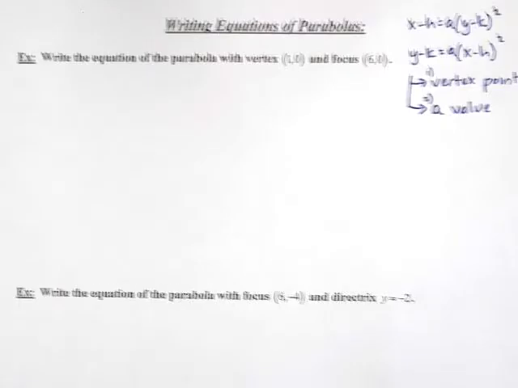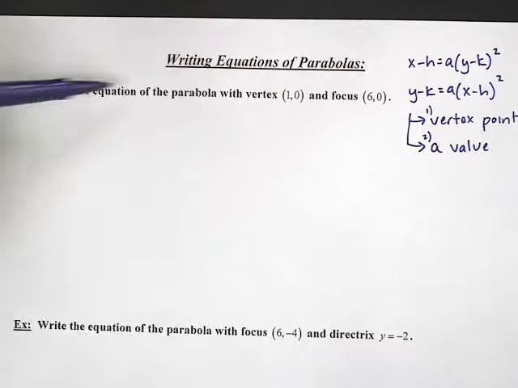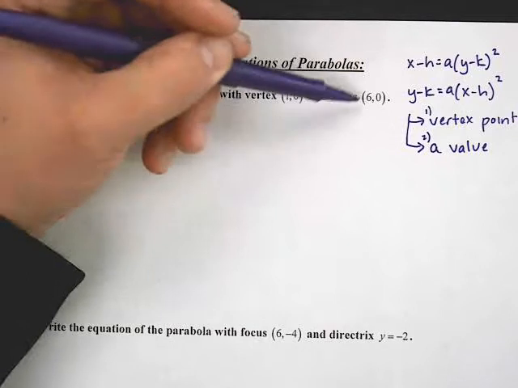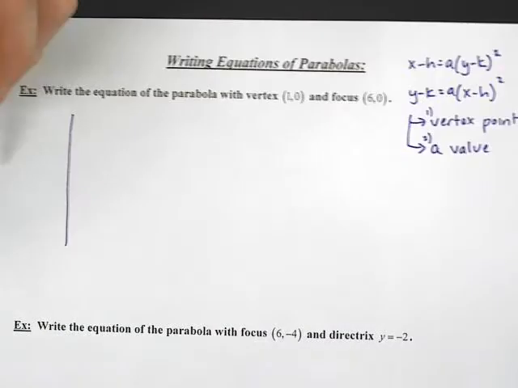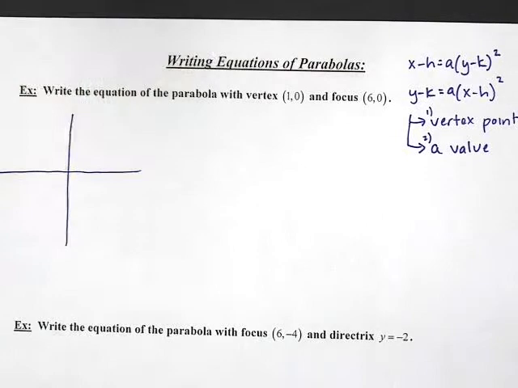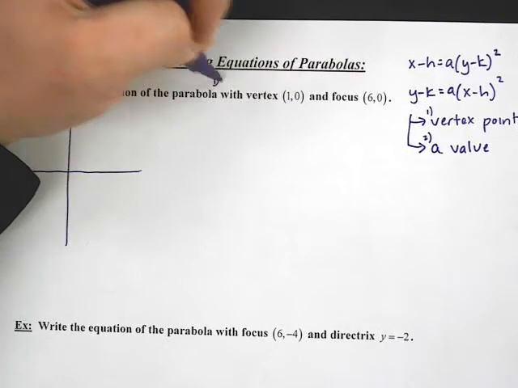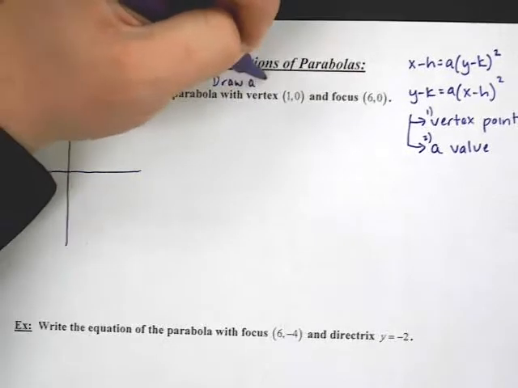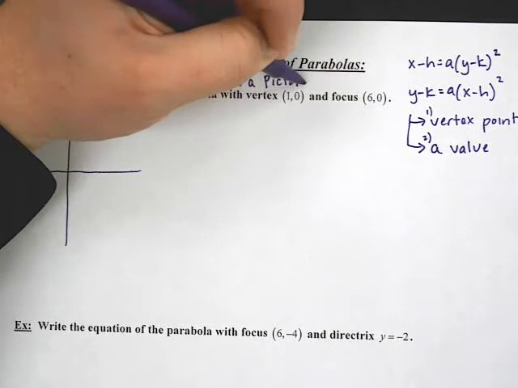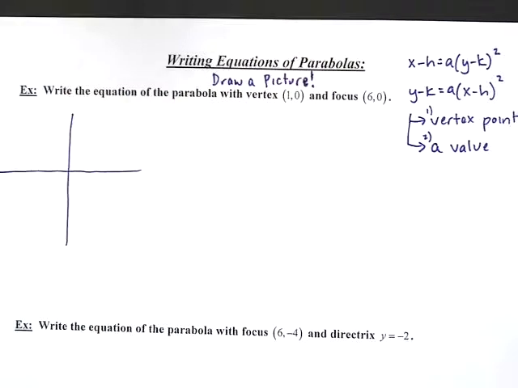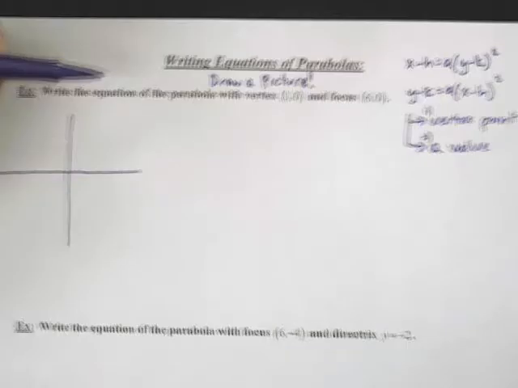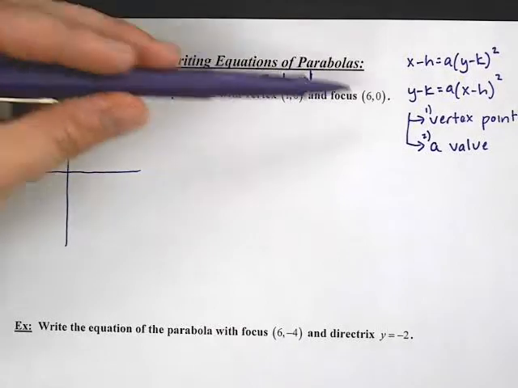So let's think about this a little bit. Write the equation of the parabola with vertex 1, 0 and focus 6, 0. Well, let's get started by drawing a picture. Always draw a picture. So we want to write the equation of the parabola with vertex 1, 0 and focus 6, 0.